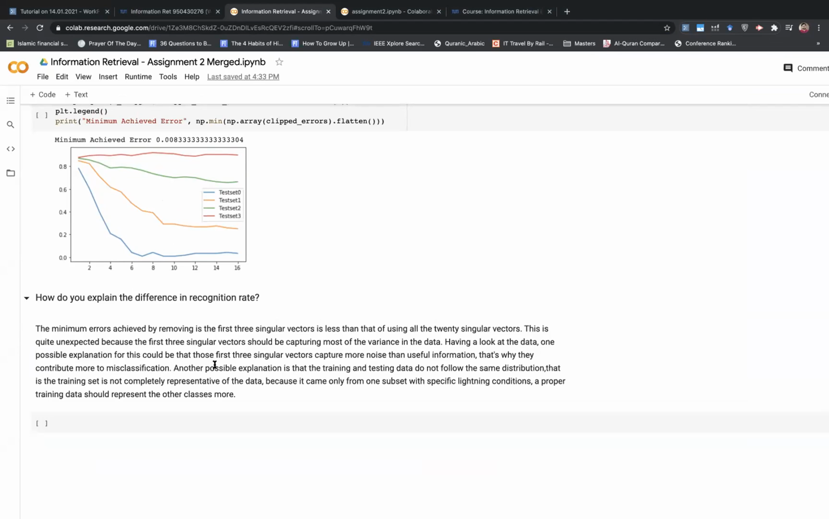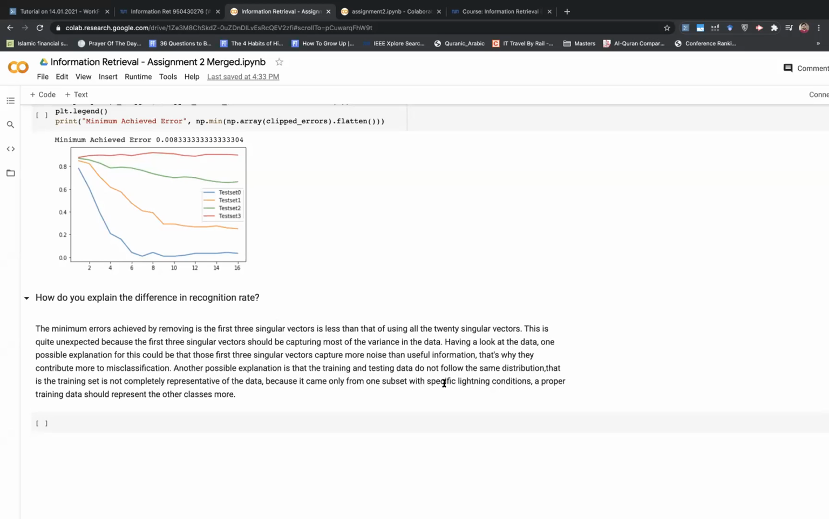Okay. Another possible explanation is that training and test data do not follow the same distribution. This is really important: the training data and test data follow quite different distributions, right? Because it came only from one subset with specific lighting conditions, the training data is not representative of the whole dataset population. So probably a very good idea would be to choose some images from subset 0, some from subset 1, some from subset 2, some from subset 3, create a training set out of that, and then use the rest of the images for testing. And then the error rate would be quite low.